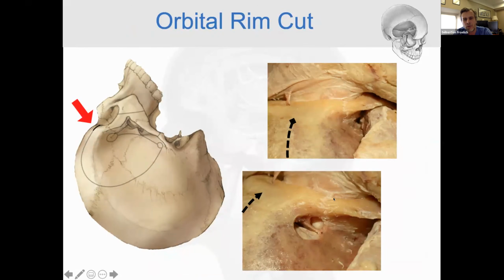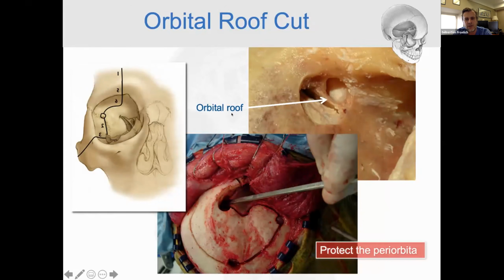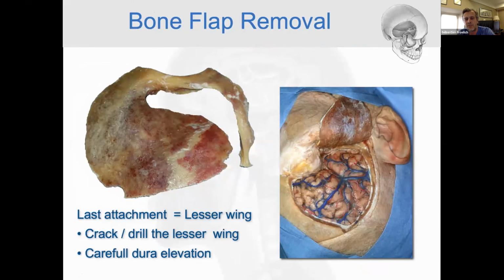And then you take your B1 footplate in the opposite direction towards the end of your previous cut, like this. The final cut is the cut of the orbital roof. I take a small chisel to cut the orbital roof in the same direction as the orbital rim here. And at some point it will break. The last attachment is the lesser wing of the sphenoid that you can drill a little bit and then progressively crack it. You crack it and you progressively elevate the bone flap to have this type of exposure.